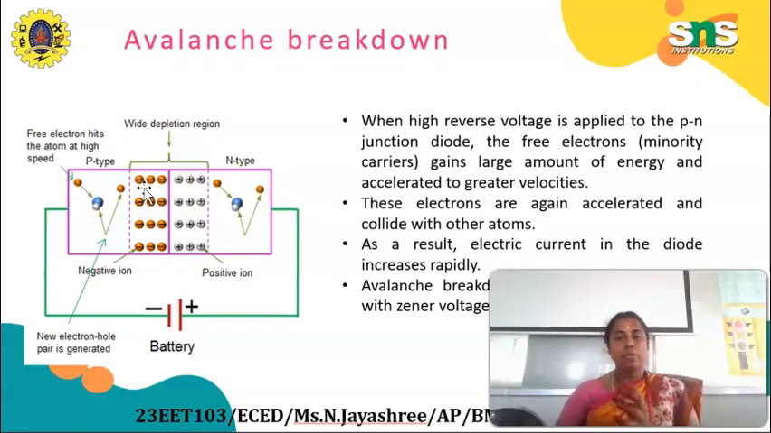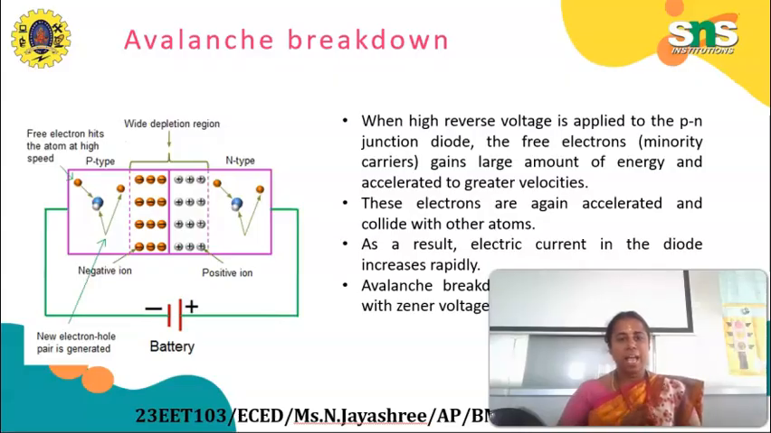Okay, when a high reverse voltage is applied to the PN junction, the free electrons gain a large amount of energy and are accelerated to greater velocities. These electrons are again accelerated and collide with other atoms. As a result, the electric current in the diode increases rapidly. So the avalanche breakdown occurs in the Zener diode where the Zener voltage is greater than the avalanche voltage. So this is the avalanche breakdown.